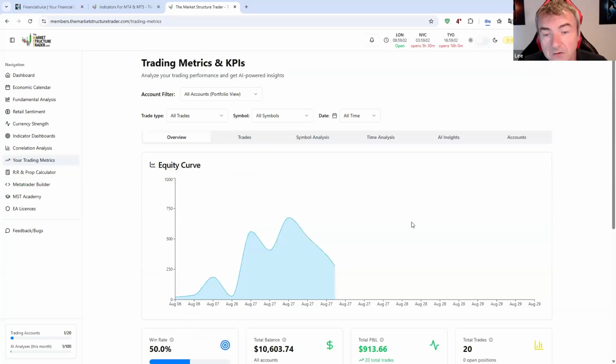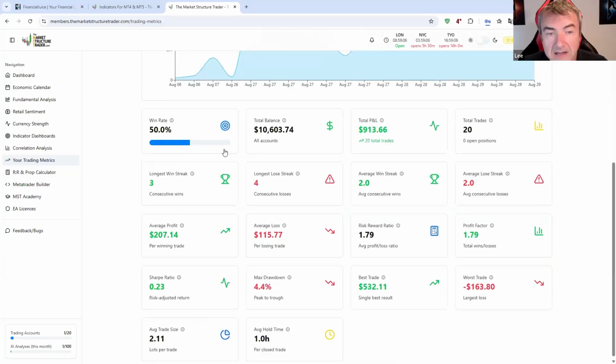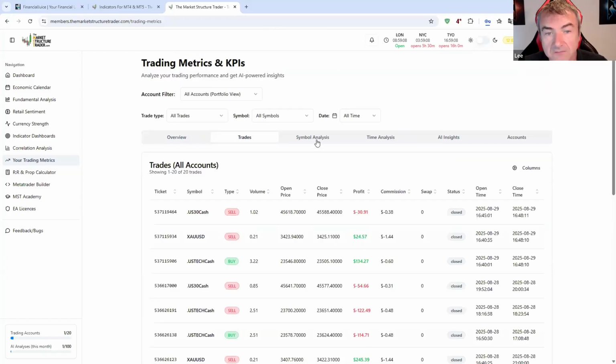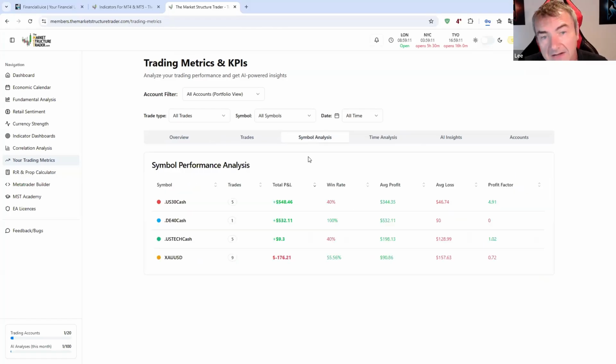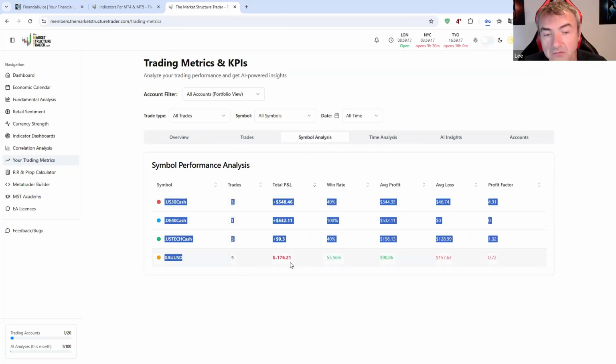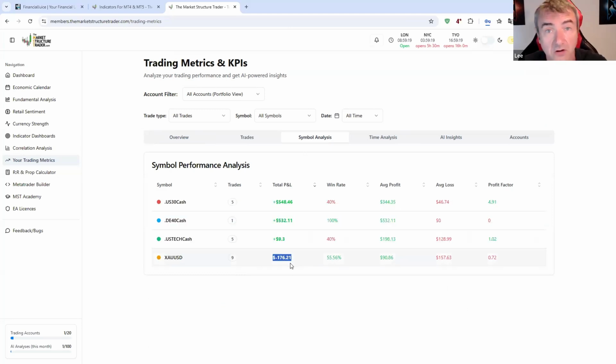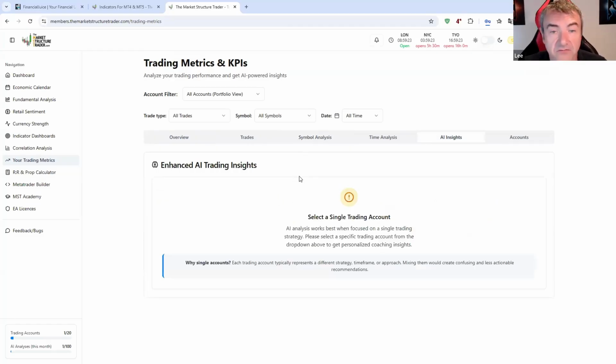So you can see a quick overview of your equity curve, your win rate, all the vital statistics about your account. You can see each individual trade that you've taken. It will give you a symbol analysis, very handy for analyzing whether or not you're good or bad at a symbol. If there's something that is an outlier that you just don't make money on, stop trading it. The AI insights will tell you this as well, which we'll go into in a second.